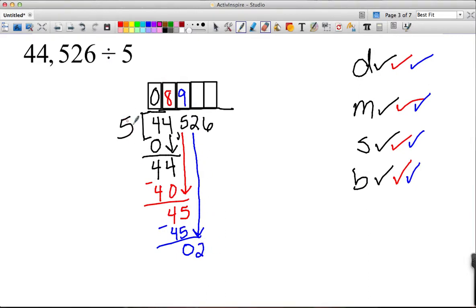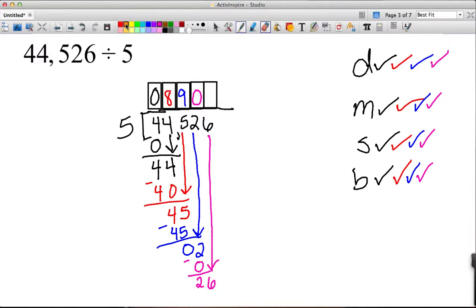Now I can do 5 goes into 2 0 times. So I do end up putting a 0 here, but I had to make sure to bring down that 2 first to make sure I had all of my information. 5 times 0 is 0. 2 minus 0 is 2, so I subtracted. Now I need to bring down my 6.